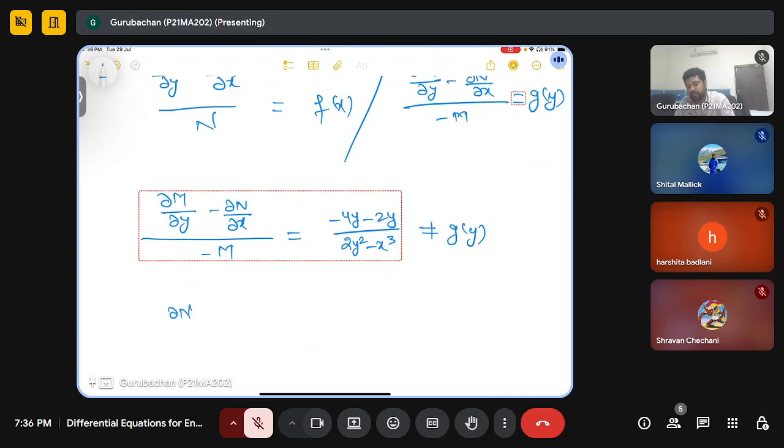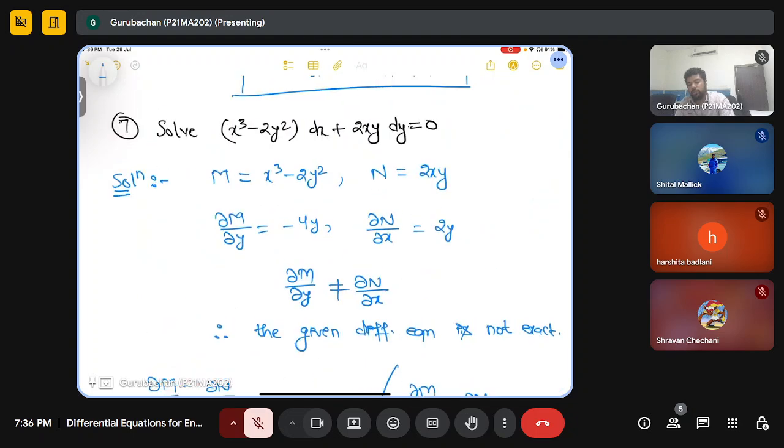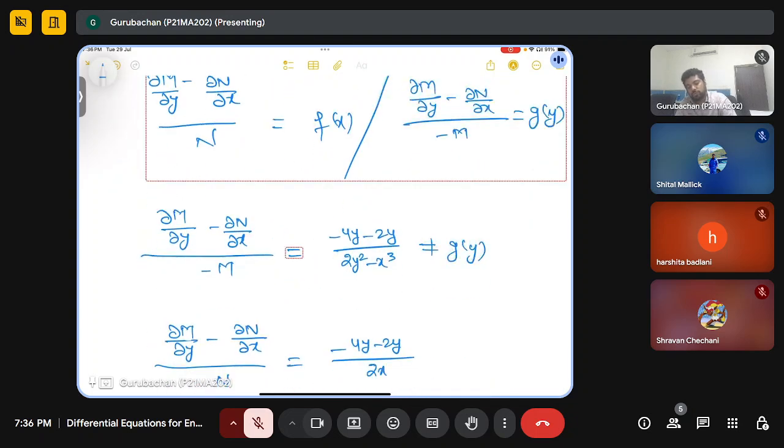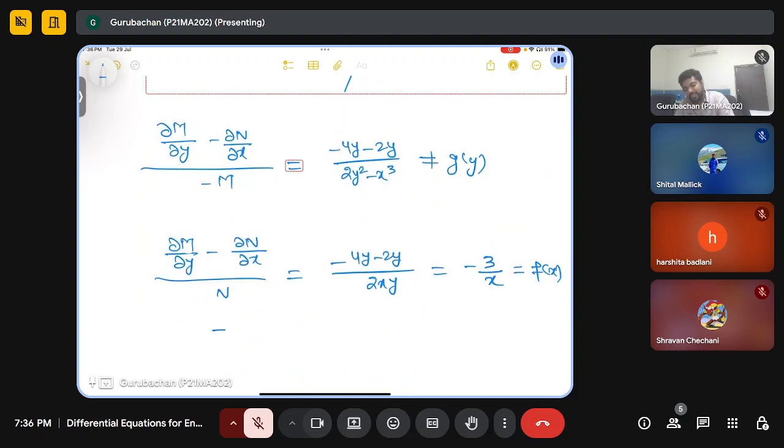Let us try the other way around, that is del m by del y minus del n by del x divided by n. So minus 4y minus 2y divided by 2xy. So this will give us minus 3 by x. Clearly, it is some function of x. Now, what will be the integrating factor? Integrating factor is e to the power integral of minus 3 by x dx.